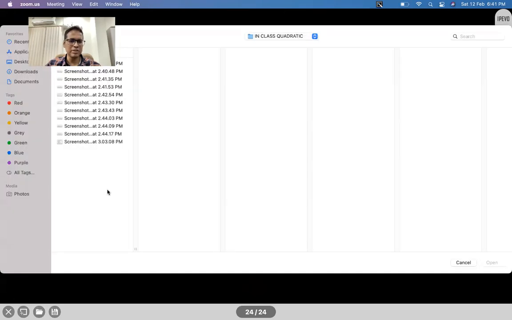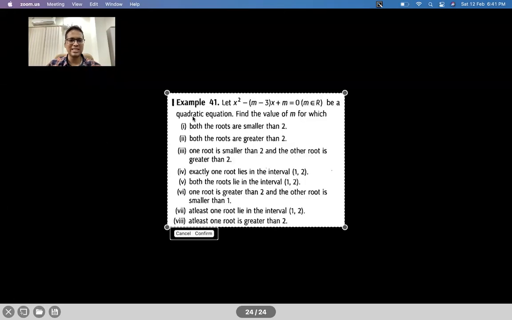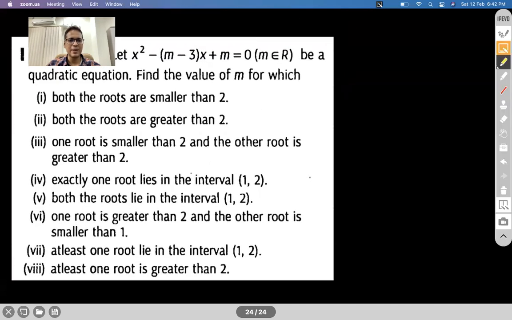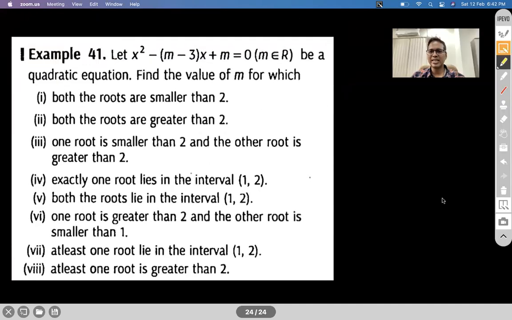So let's take the same question. I think it has got 8 subparts. I think the second subpart is where we can sit and solve. The second part basically talks about our present scenario.